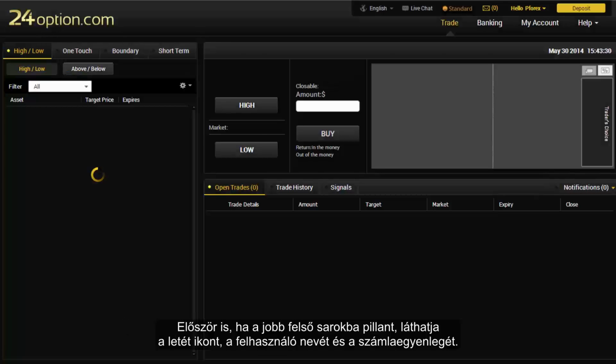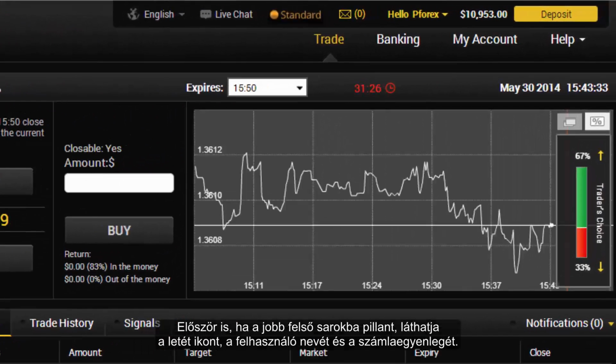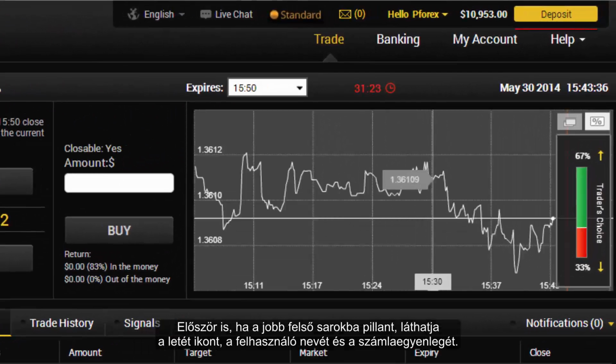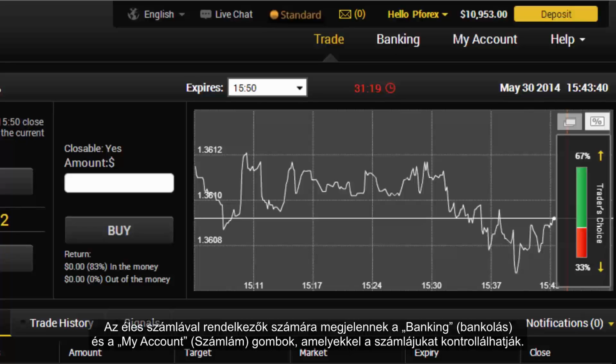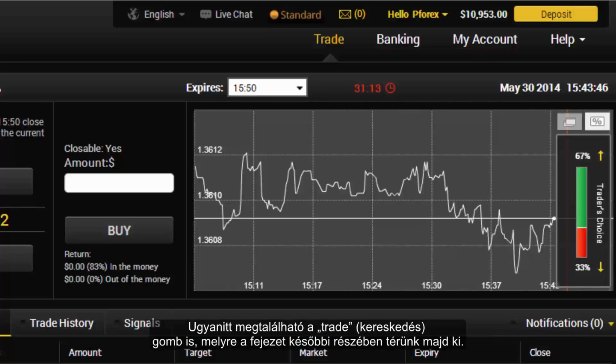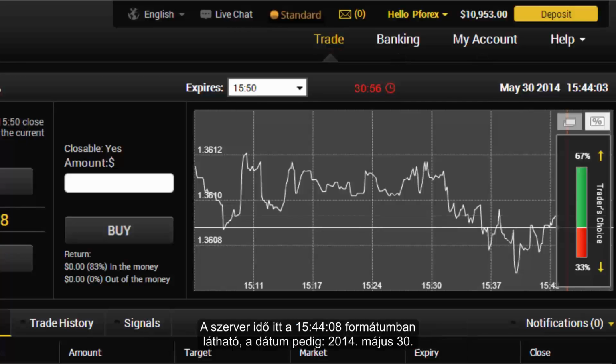Firstly, if you look up at the top right hand corner, you can see the deposit icon, your username and account balance. For people with real accounts, banking and my account buttons are presented to control their account. There is also a trade button, which we will talk about later in this session. The server time is shown here as 15:44:08, and it is the 30th of May 2014.